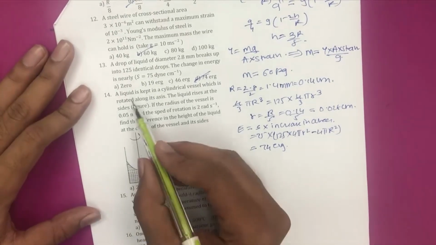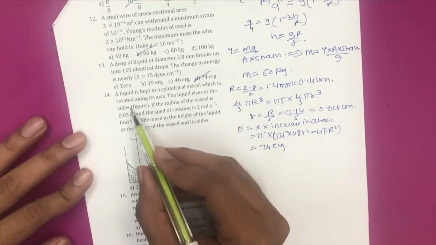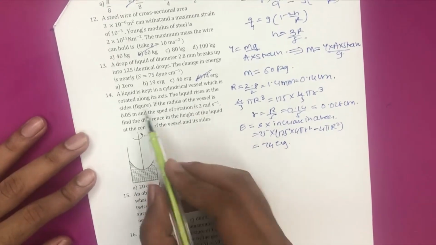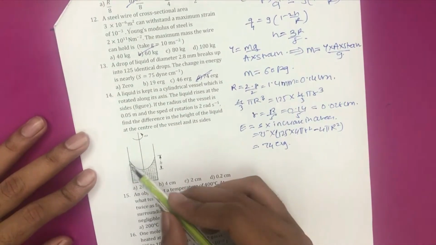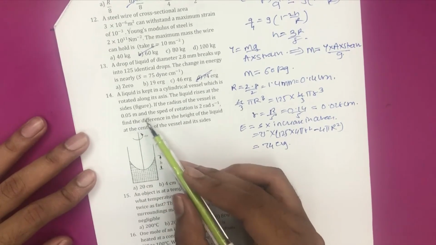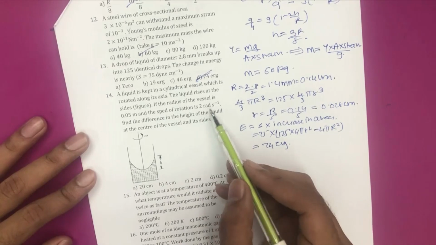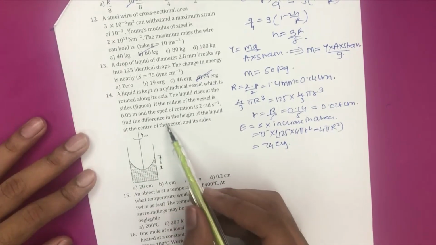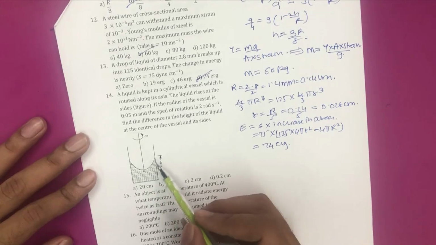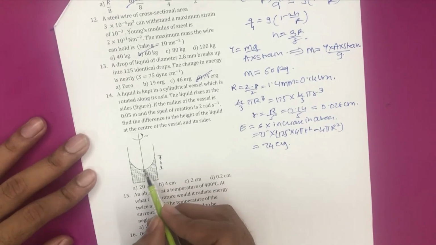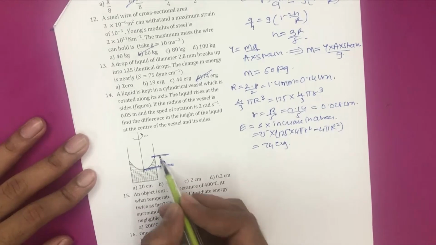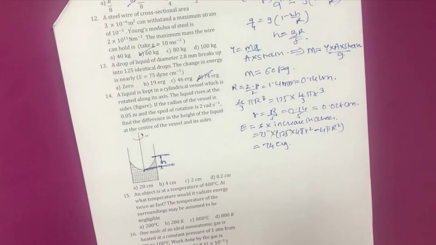Question 14. A liquid is kept in a cylindrical vessel which is rotated along its axis. The liquid rises at the sides as given in the figure. If the radius of the vessel is 0.05 meters and the speed of rotation is 2 radians per second, find the difference in the height of the liquid at the center of the vessel and its side. So basically I am supposed to find this height. This is the height I am supposed to find from here.